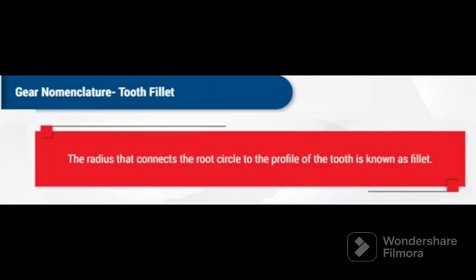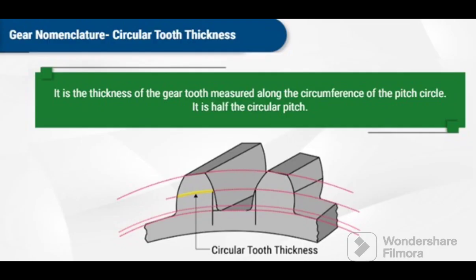What is tooth fillet? The radius that connects the root circle to the profile of the tooth is known as fillet. What is circular tooth thickness? It is the thickness of the gear tooth measured along the circumference of the pitch circle. It is half the circular pitch.